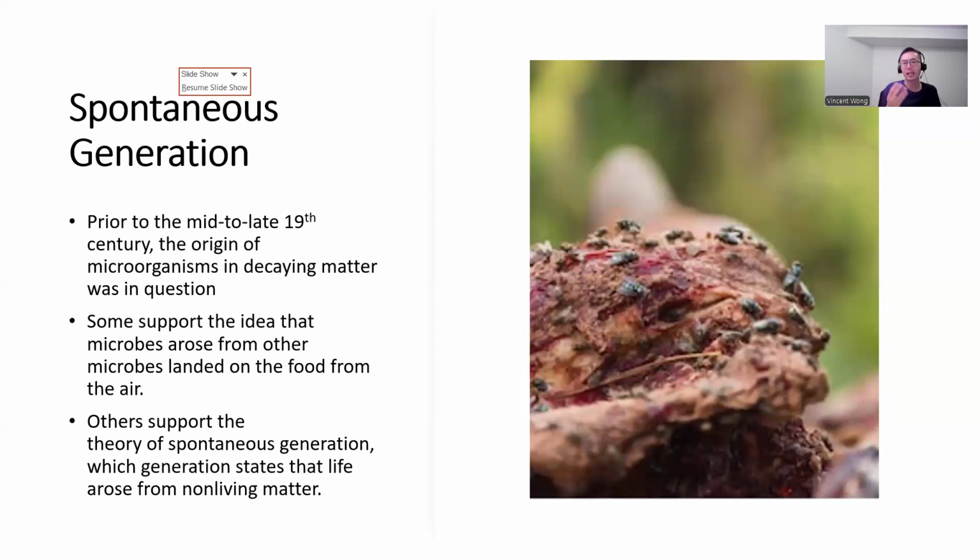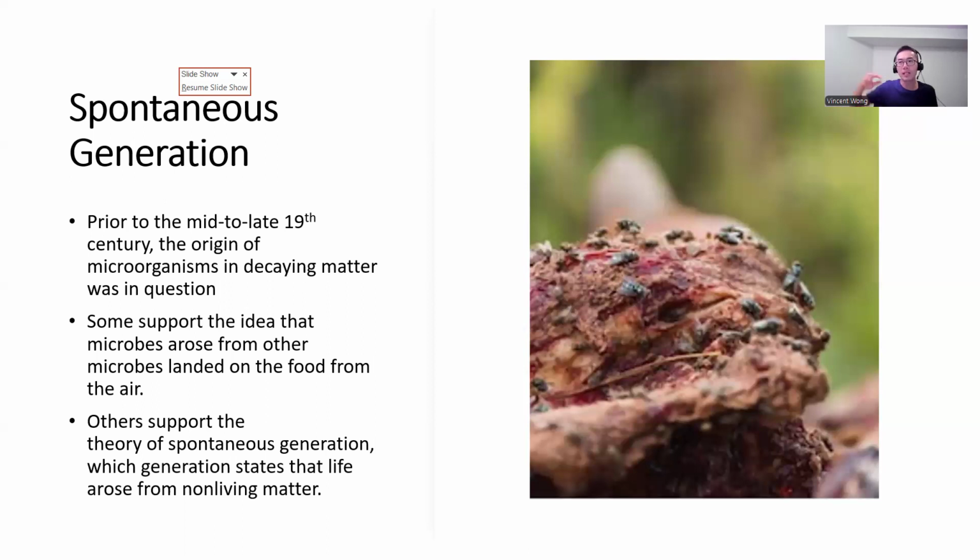So basically, people observed that if you leave a piece of meat outside for some time, and you come back to it a couple days later, you will see flies and maggots buzzing around, crawling around on the meat. And people took that as evidence to support the idea of spontaneous generation. Flies and maggots are living things, and they seem to be spawning from the piece of meat, which is non-living.